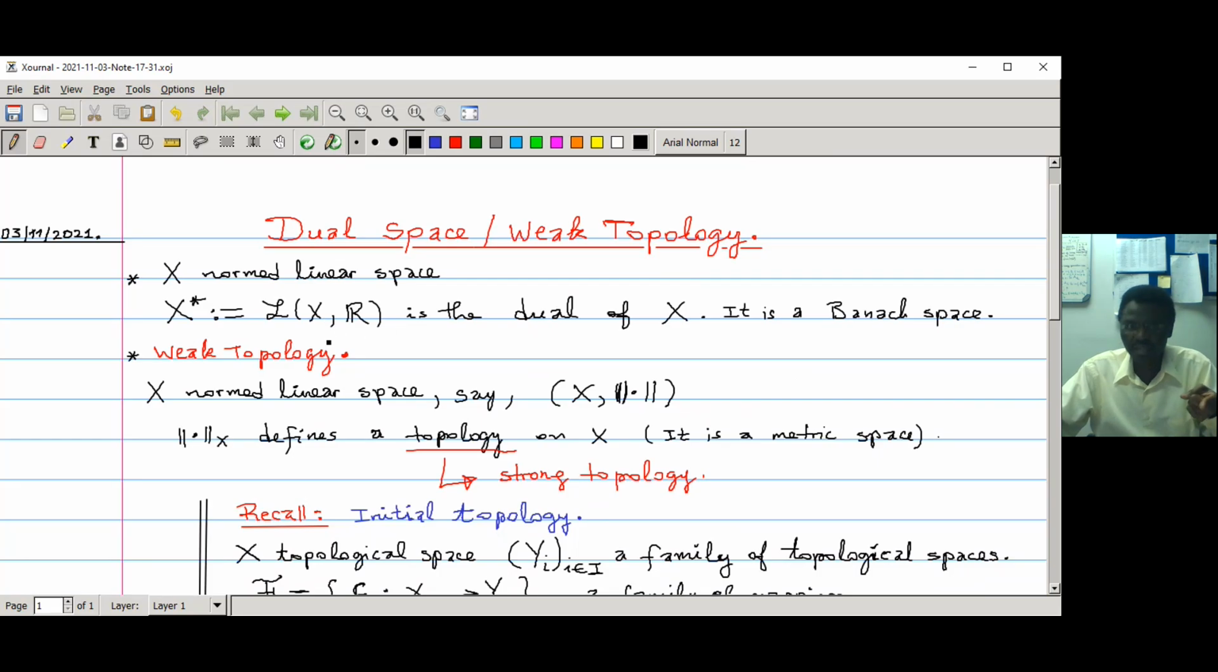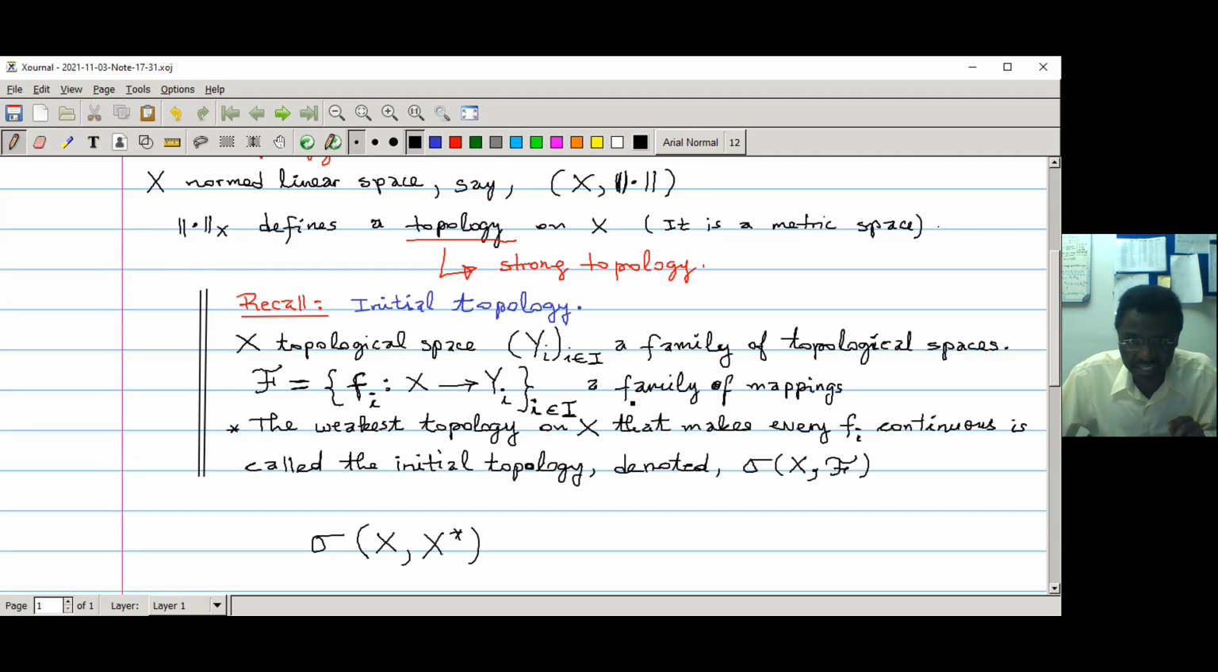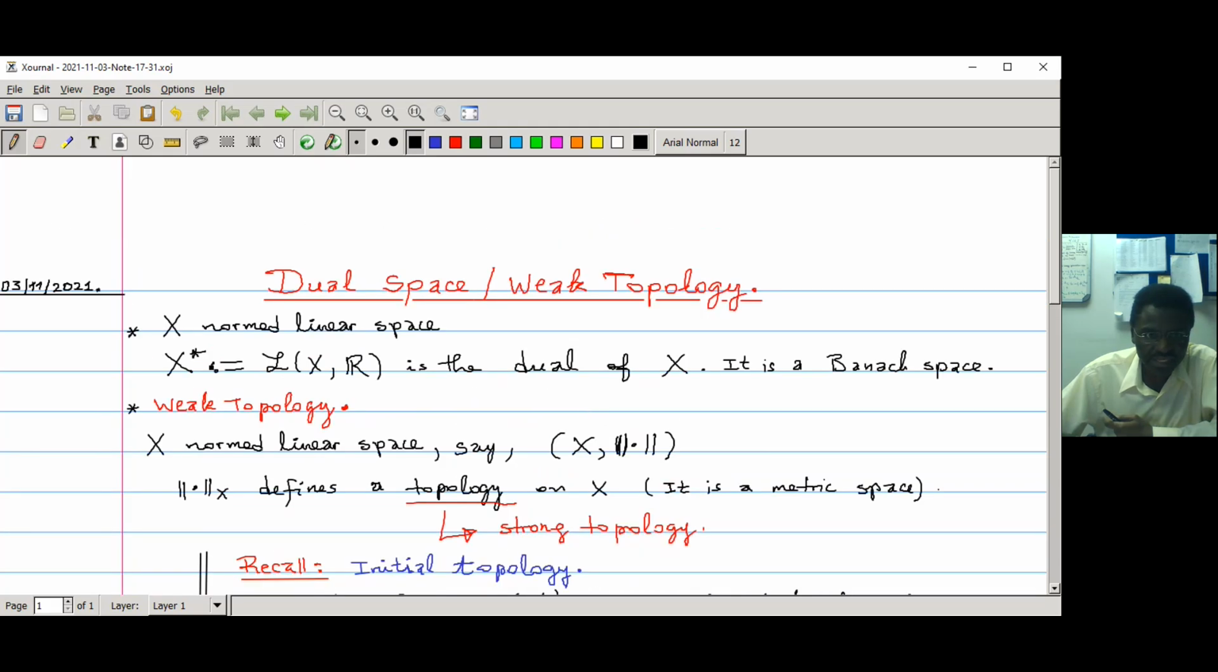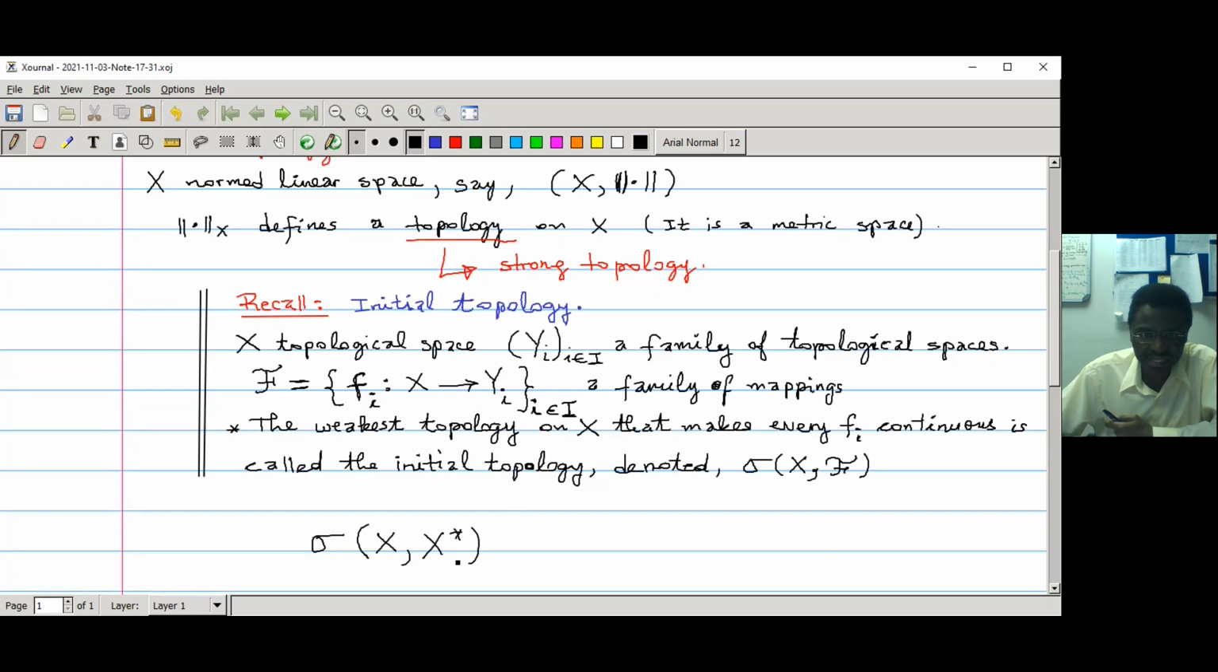So now you see that in our definition here, this I is in capital, where we say capital I is just an arbitrary set. It's not countable, it's just arbitrary. So we can do the same thing here. If we look at our X star, we take F equal to X star itself. We take X star to be our F.